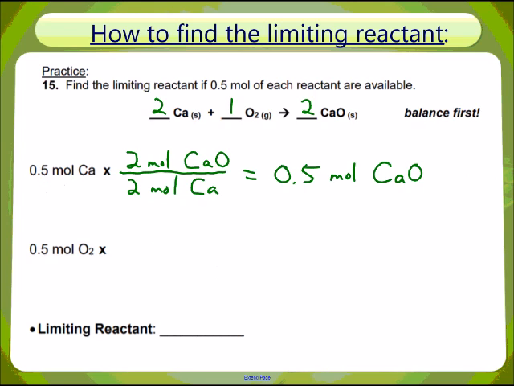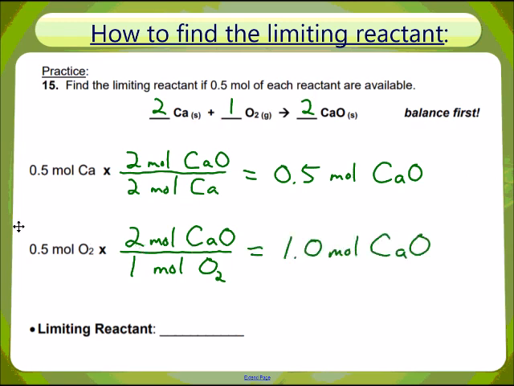So let's do the same thing with oxygen. If we have 0.5 moles of oxygen, we would need 1 mole of oxygen to make 2 moles of calcium oxide. So this one, with 0.5 moles of oxygen, we could make 1 mole of calcium oxide. That means this one is smaller. So whatever we started with, in this case calcium, calcium would be our limiting reactant. It would run out first.